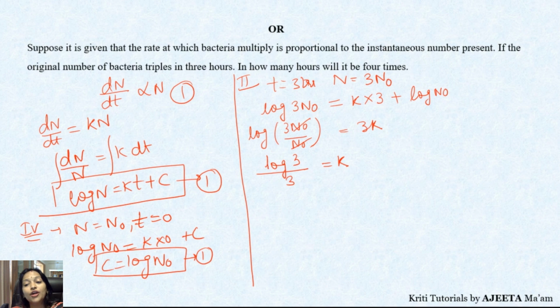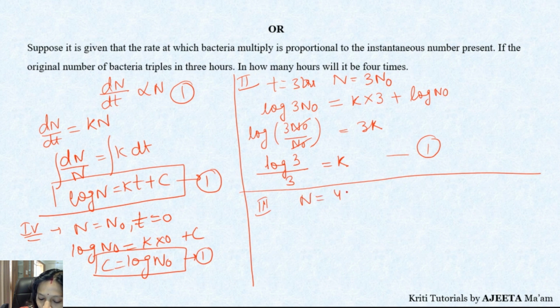Now we have to find in how many hours it will be 4 times. So now k you know, c you know. So now the last part, that's again the 1 mark left out. So that is when N becomes 4 times the initial value, and we have to find the time. So this is what we have for the question. Your initial value is N0 already, and now N is becoming 4 times the initial value. Now let's find it out.